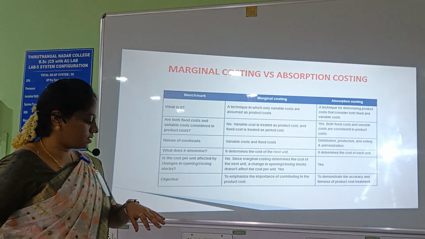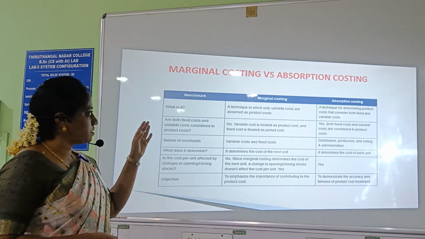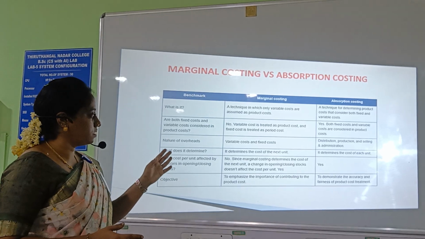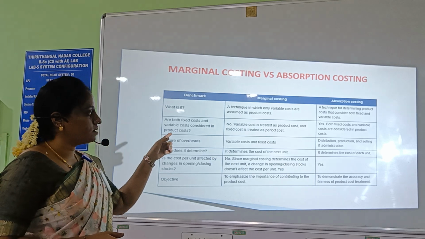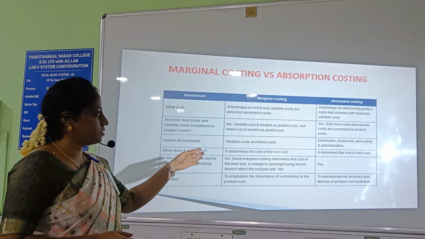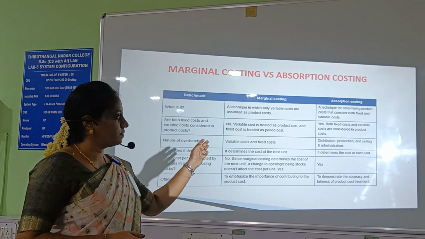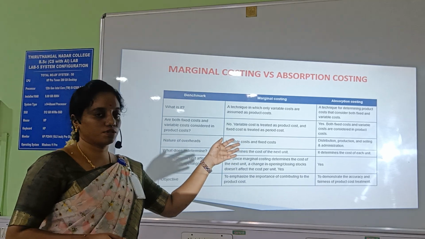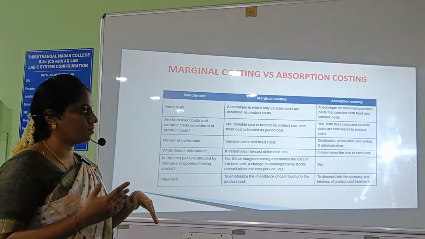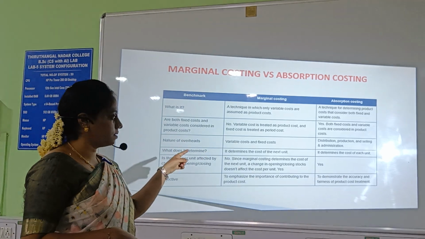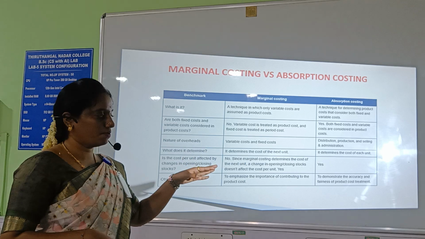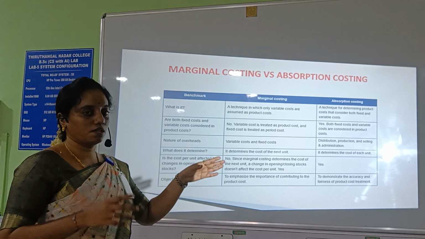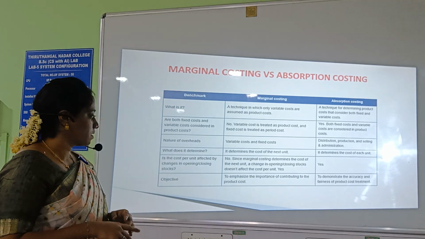So, marginal costing versus absorption costing. The differences between marginal costing and absorption costing are given here. Nature of overheads: variable cost and fixed cost. In marginal costing, we will allocate variable cost, while fixed cost is treated separately. But in absorption costing, distribution, production, selling and administration costs are incurred. What does it determine? Marginal costing determines the cost of the next unit, and absorption costing determines the cost of each unit.